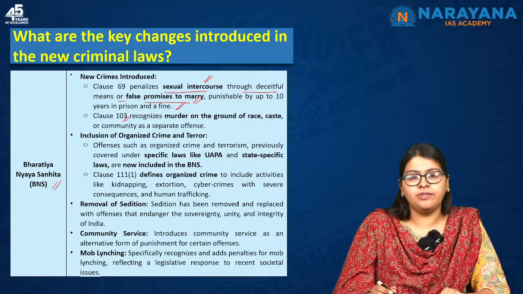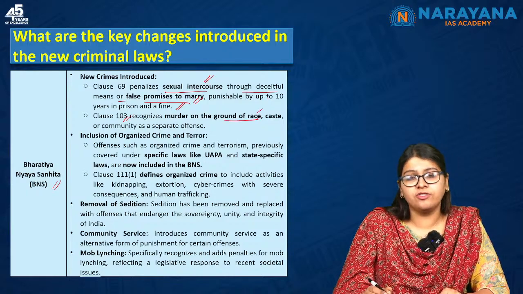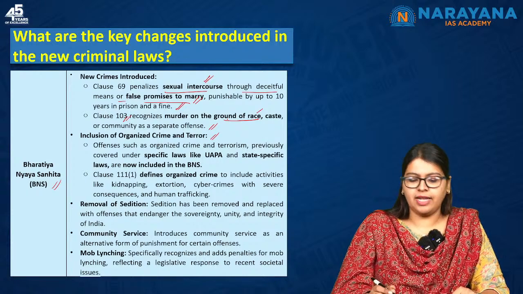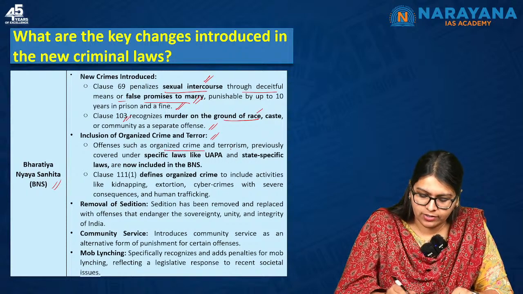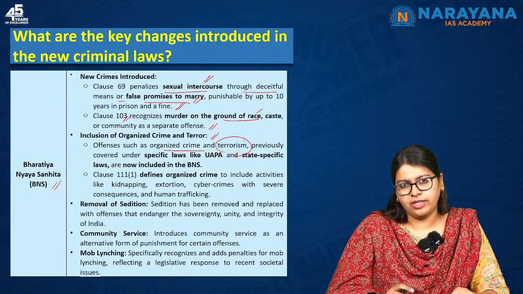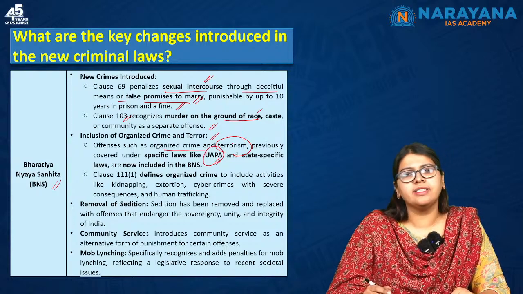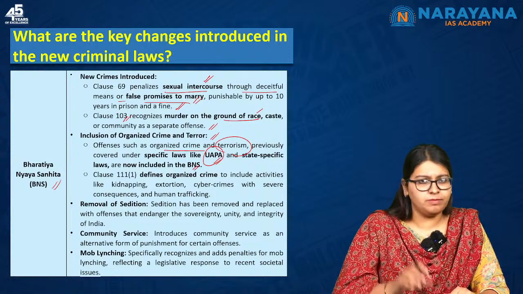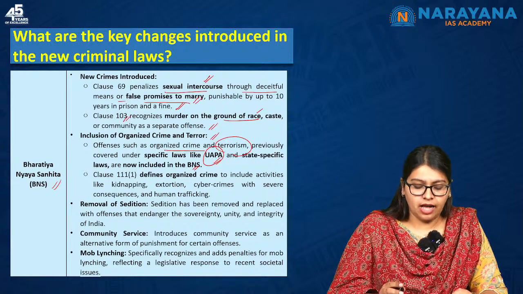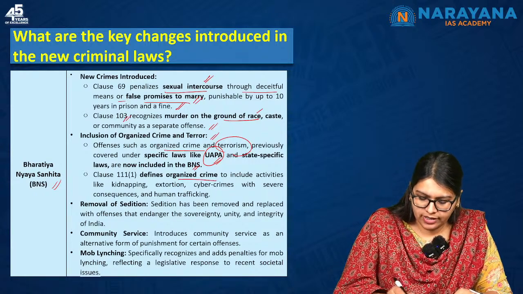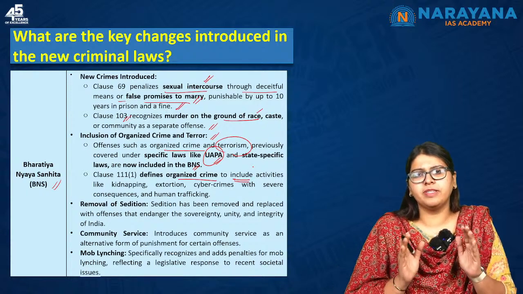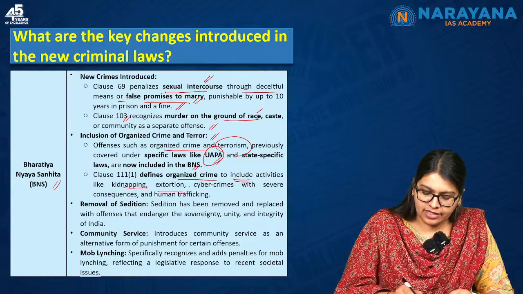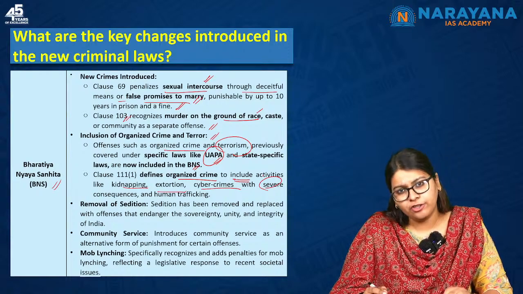Next, clause 103 recognizes murder on the ground of race, caste or community as a separate offence. Next, there has also been inclusion of organized crime and terror. Offences such as organized crime and terrorism, previously covered under specific laws like the Unlawful Activities Prevention Act, UAPA, and state-specific laws, are now included in this BNS. Clause 111 subclause 1 gives a proper, specific definition of organized crime. It includes activities like kidnapping, extortion, cyber crimes with severe consequences and human trafficking as well.